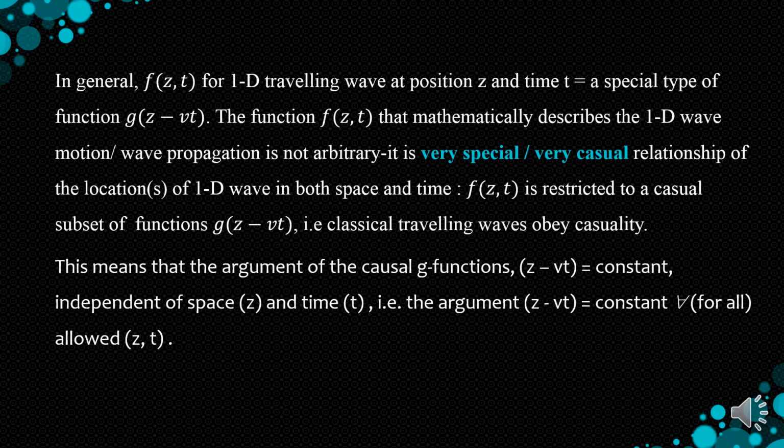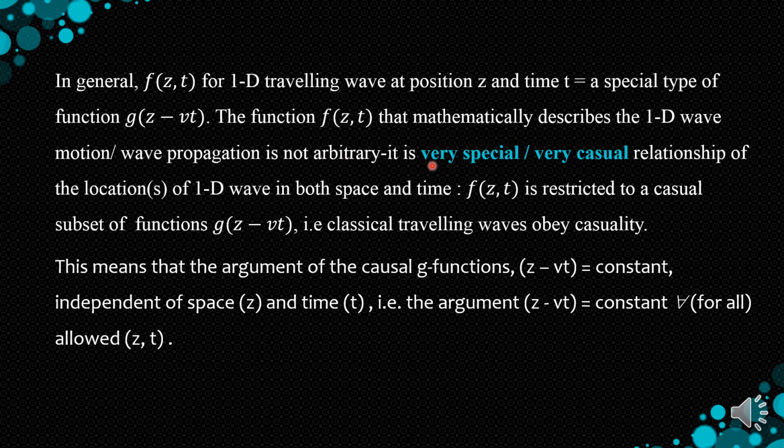In general, f of z of t for a one-dimensional traveling wave at position z and time t is equal to a special type of function g of z minus vt. The function f of z of t that mathematically describes the one-dimensional wave motion or wave propagation is not arbitrary. What does it mean? It means that the wave propagation is not arbitrary, it is in a fixed direction.